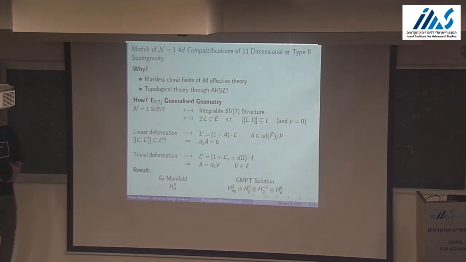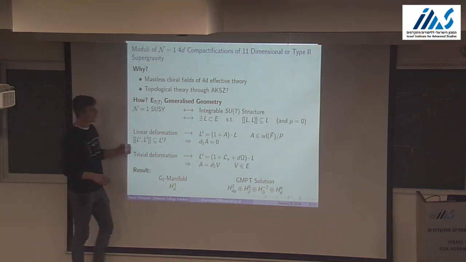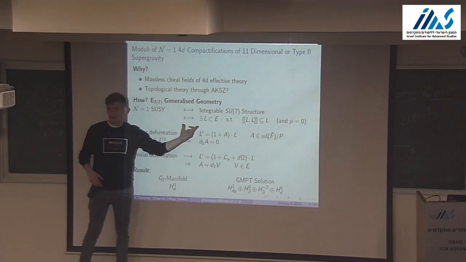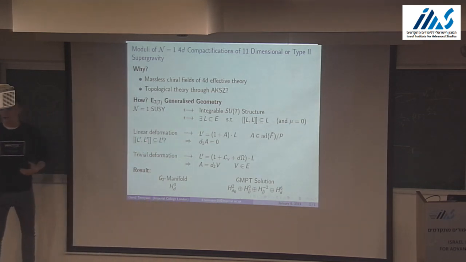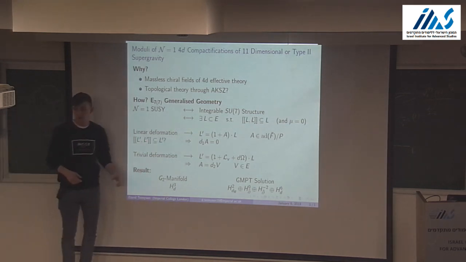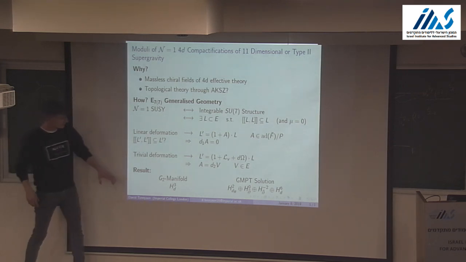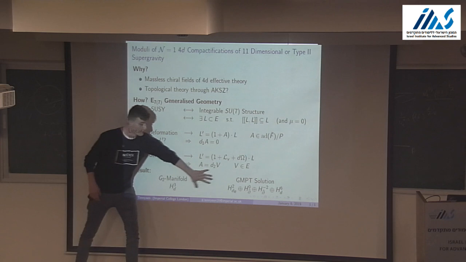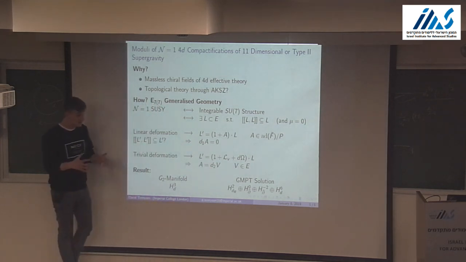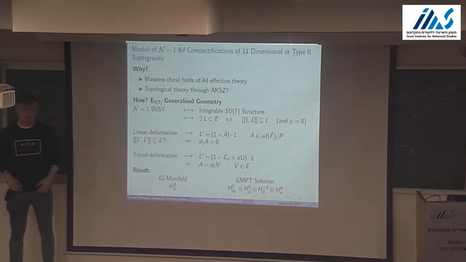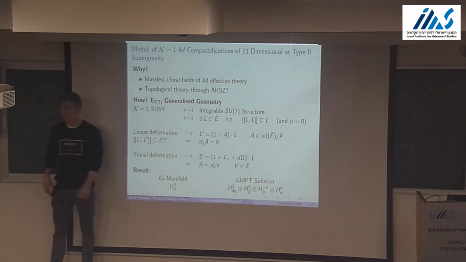So the point is that what we found is a completely general way of describing the geometry of any compactification. Given your favorite compactification, you can find exactly what the moduli are of these theories. I should also say that these moduli are completely unobstructed, so they are actually 100% the tangent space of the moduli space at that point.